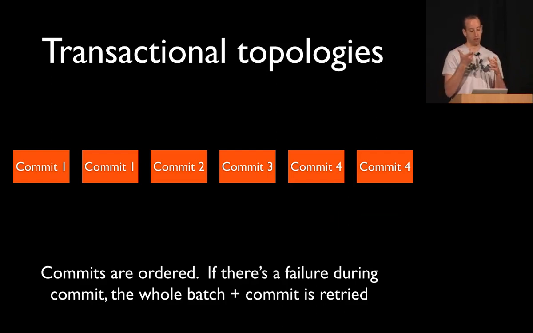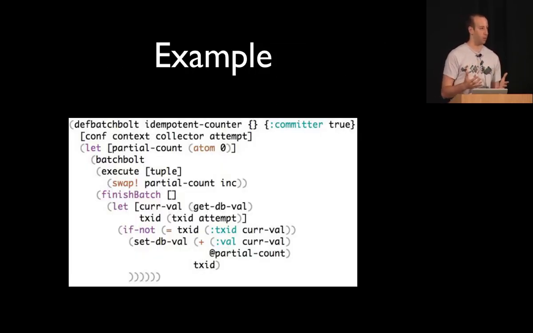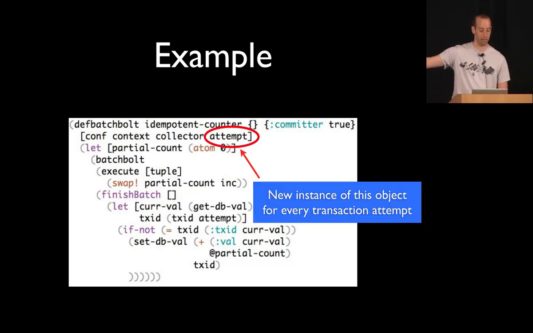Now, this strong ordering that's provided by Storm is sufficient for you to get exactly once messaging semantics. So let me show you how that works. Here is a bolt that updates a count in a database, idempotently and fault tolerant, so that you get that exactly once messaging semantics. You can see this bolt, we say this is a committer, so it participates in the commit phase. I'll explain what that means in a second.